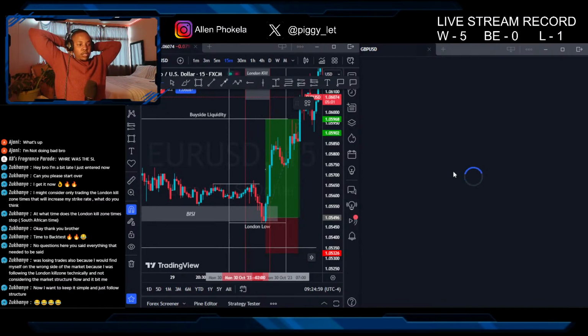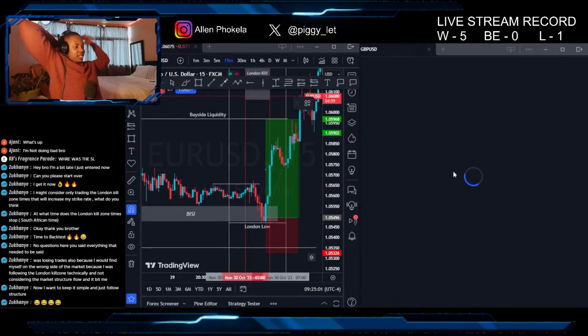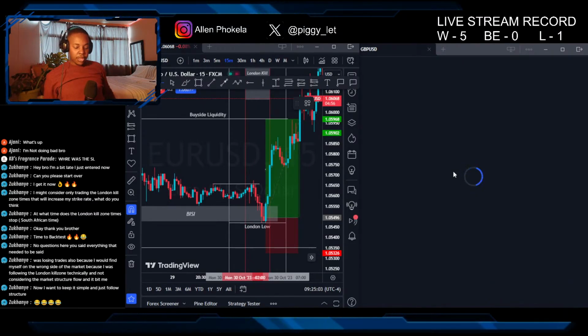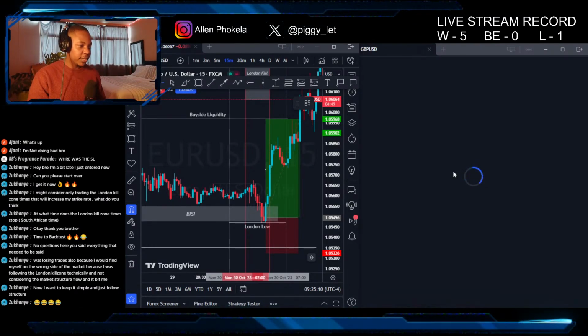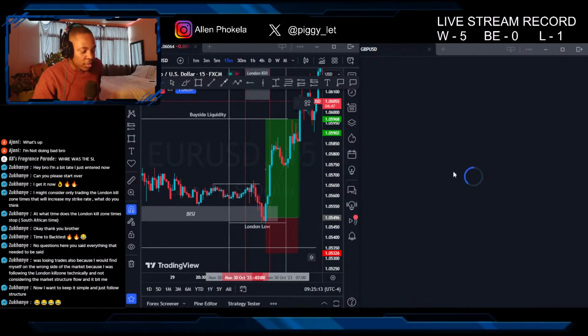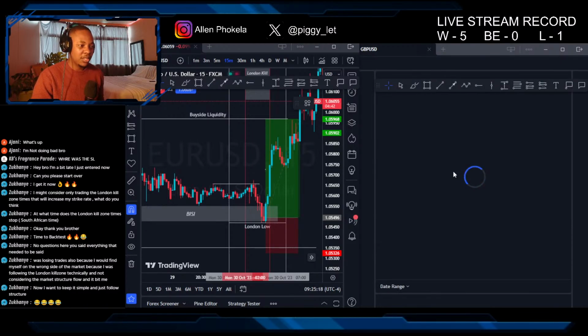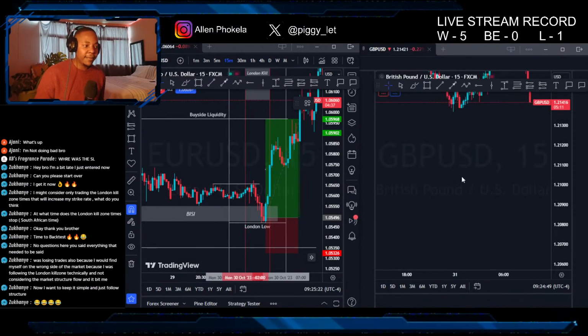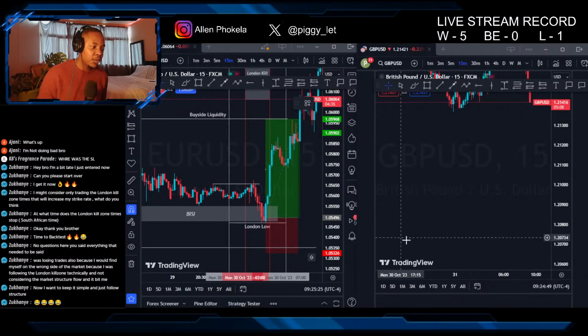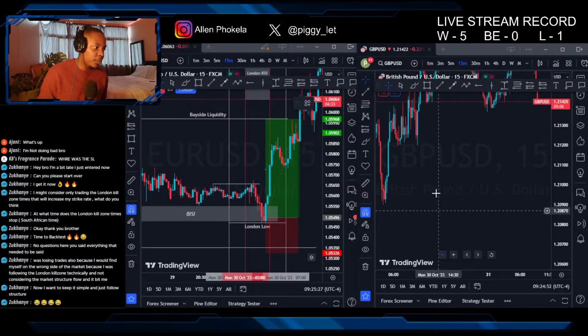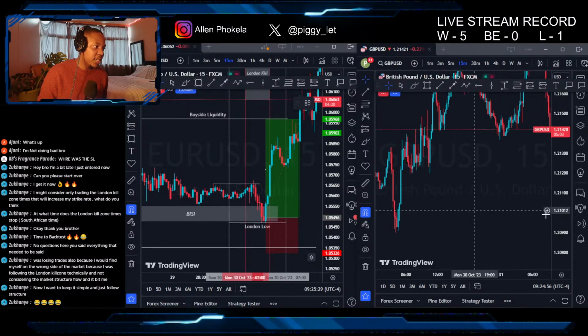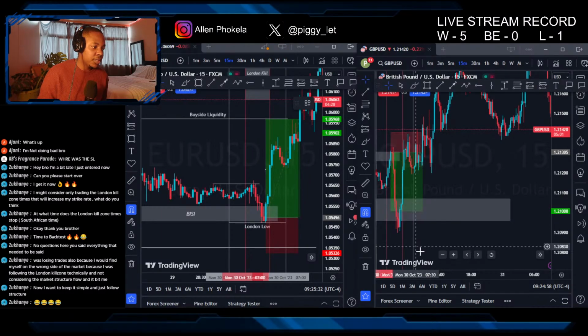So I can show you why it is important to consider them both, just to get an idea on which one is stronger, which one is weaker, which one is best to take at the moment. So that's how I use them, just like using NAS and S&P 500. Just look at that SMT divergence and look at which one is weaker and which one is stronger, which one is best to take at the moment. So yeah, that's how I use the EURUSD and the GBPUSD.